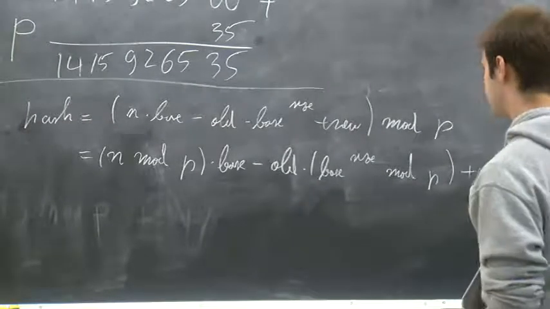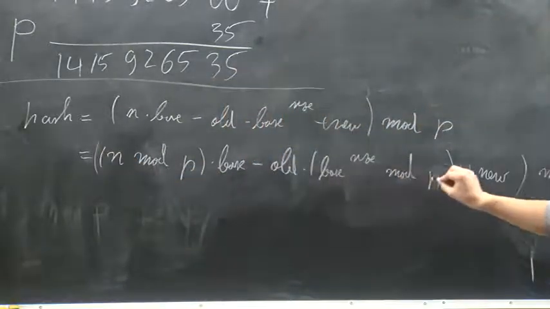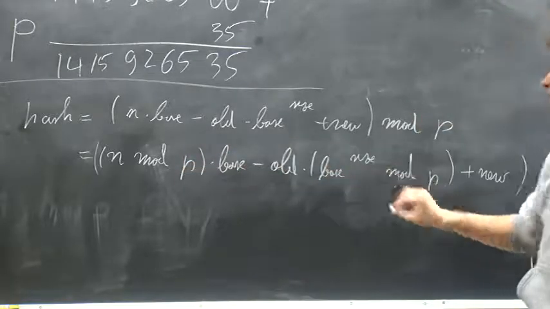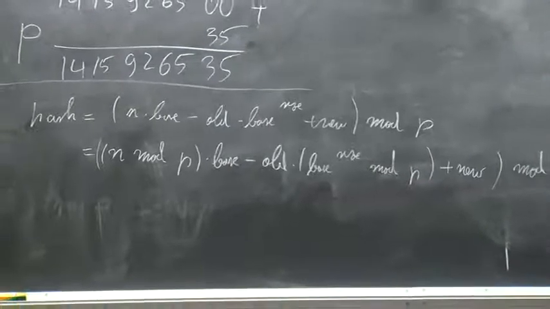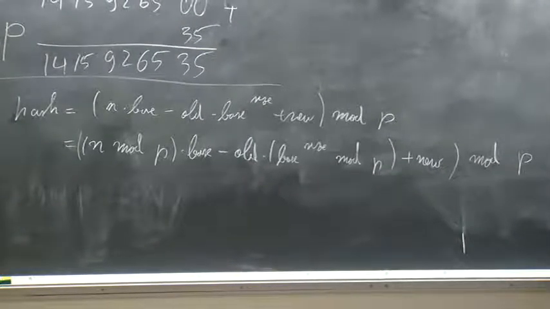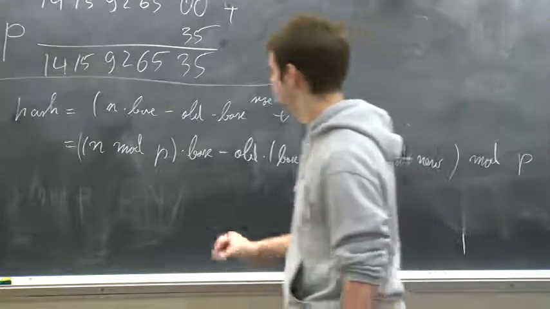So can someone tell me, where did I add the mod p? Why did I put it here and here? Okay, and n mod p is hash. Good. Let's do that.